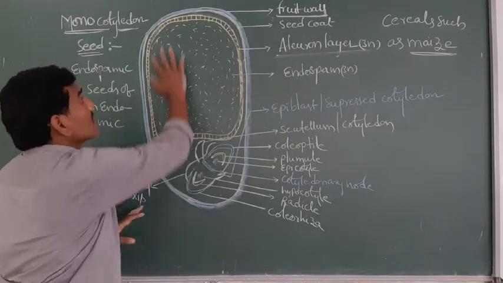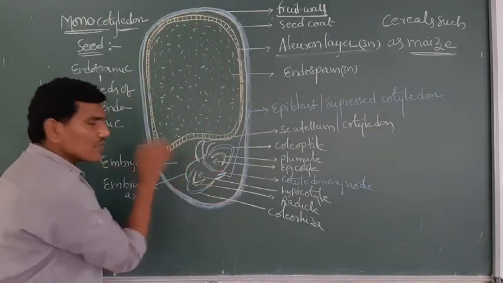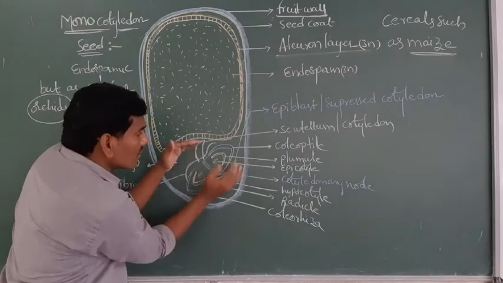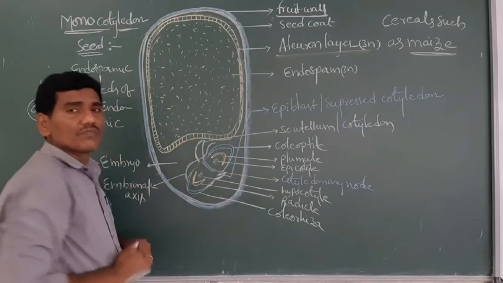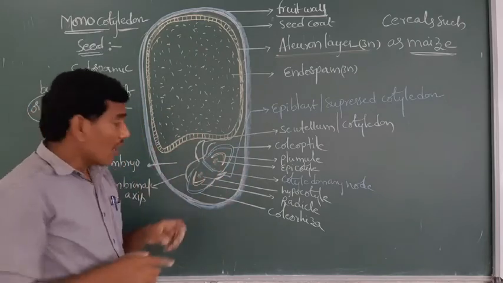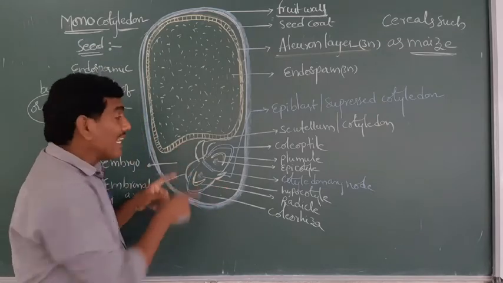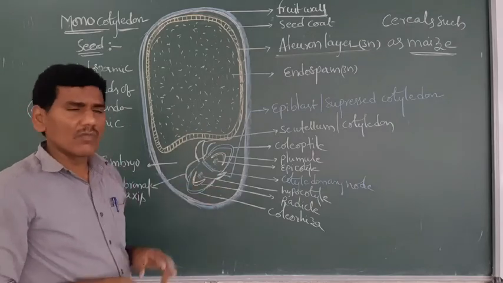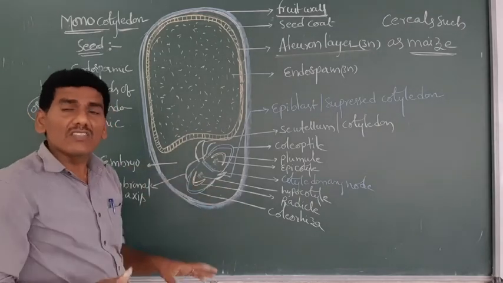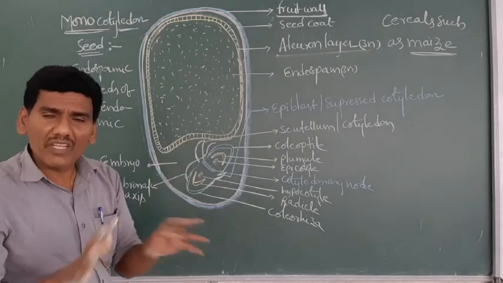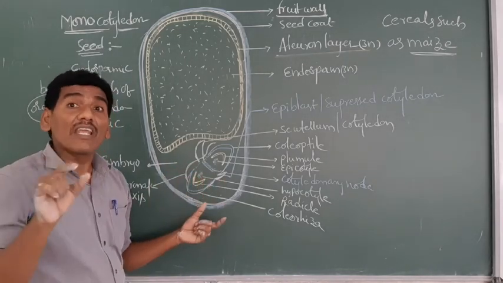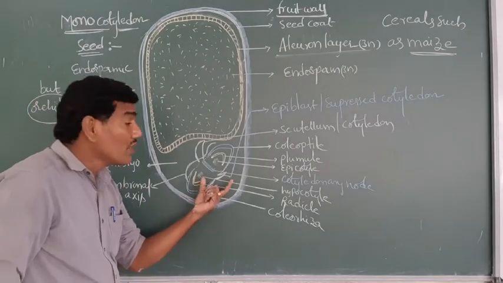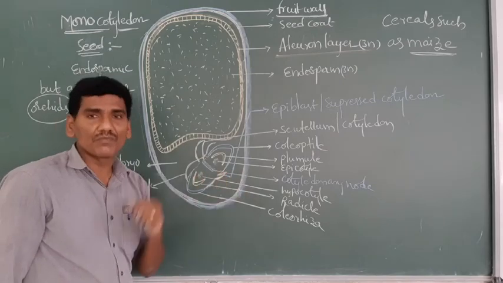Next one. Here this is also endosperm. This is the embryo. The embryo is small, situated in a groove. This is a small groove. The embryo is small and situated in a groove at one end of the endosperm. Most of the seed is occupied by only the endosperm, and only at one end of the endosperm is the embryo situated.